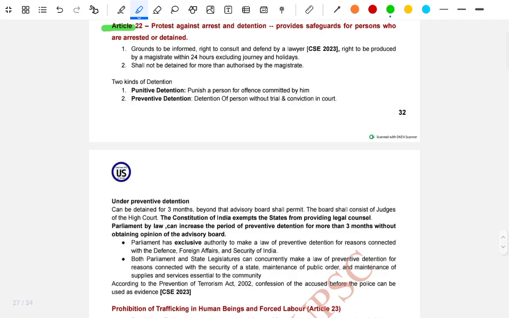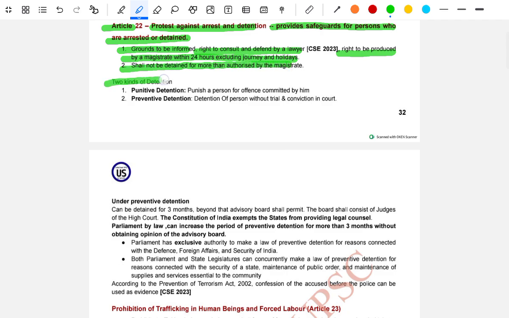Article 22, protection against arrest and detention, provides safeguards for persons who are arrested or detained. First, the right to be informed of the grounds of arrest, the right to consult and be defended by a lawyer, and the right to be produced before the magistrate within 24 hours, excluding journey time and holidays. Second, a person shall not be detained for more than the period authorized by the magistrate.